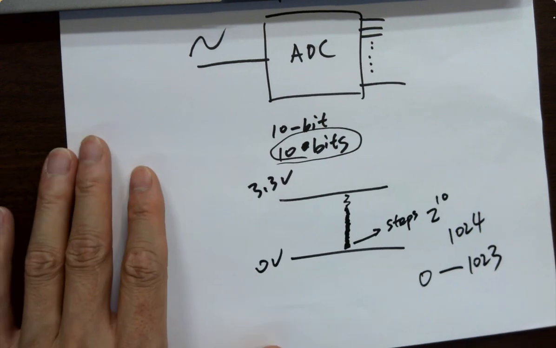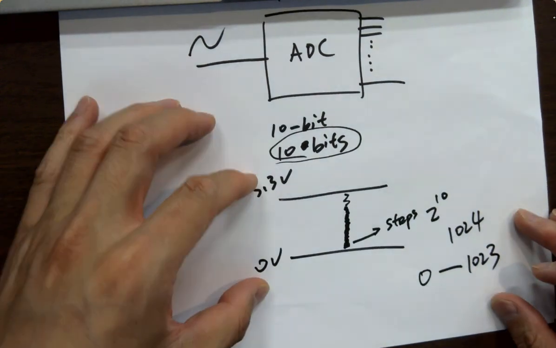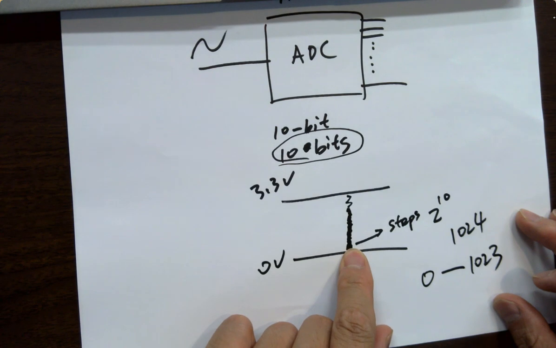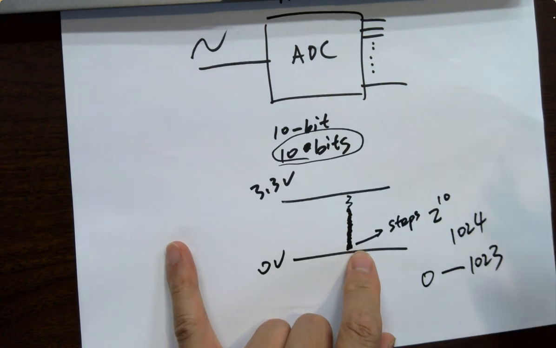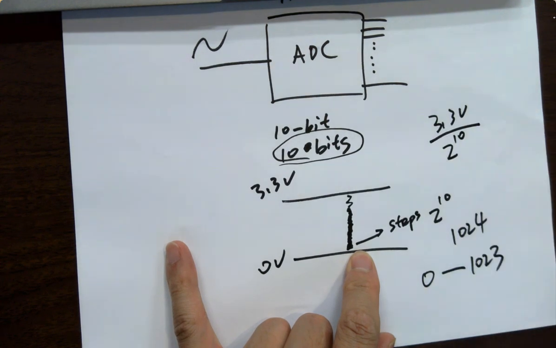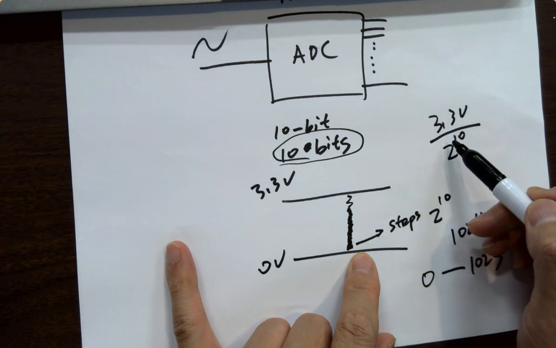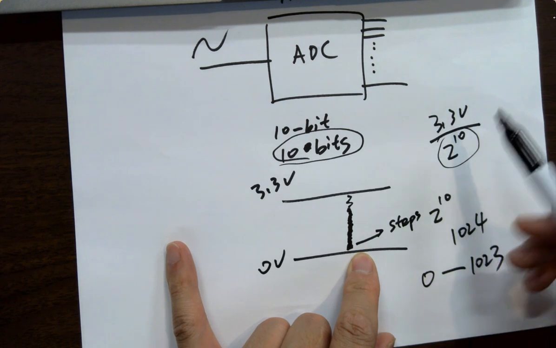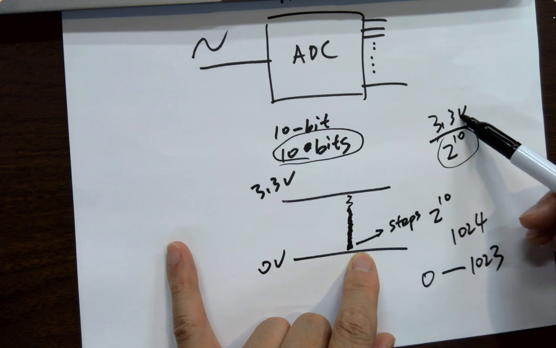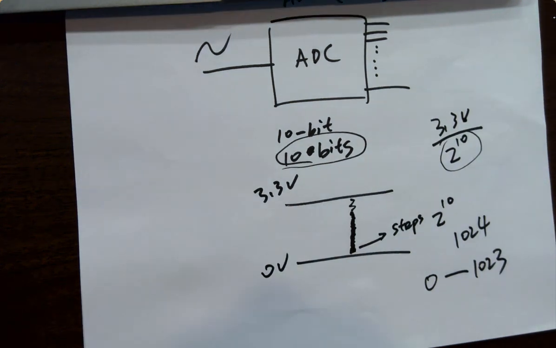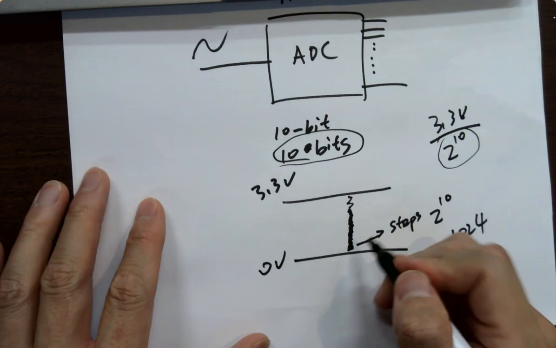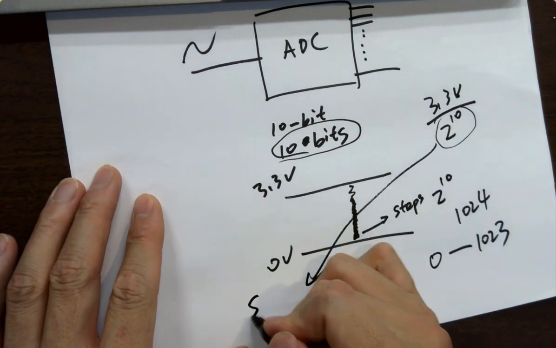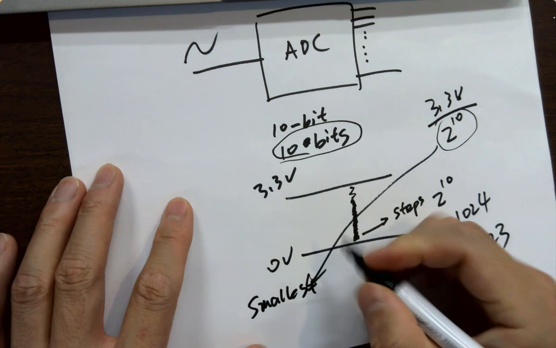If I tell you that's the whole range, what's the voltage level for each step? Like 3.3 divided by what? 1024. That's a very small number. So 3.3 volts divided by about 1,000, what's the smallest voltage you can resolve? About 3 millivolts.